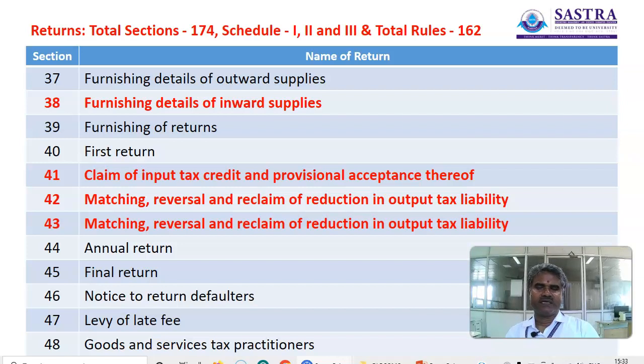Before, we have covered and discussed 36 sections in different topics. Starting from the beginning: definitions, exemptions, supply, mixed supply, composite supply, registration from 21 to 31, registration, etc.